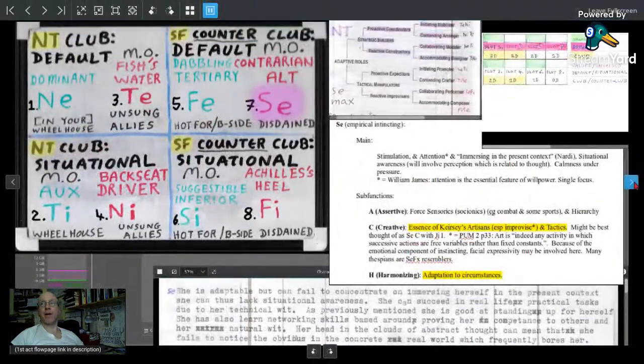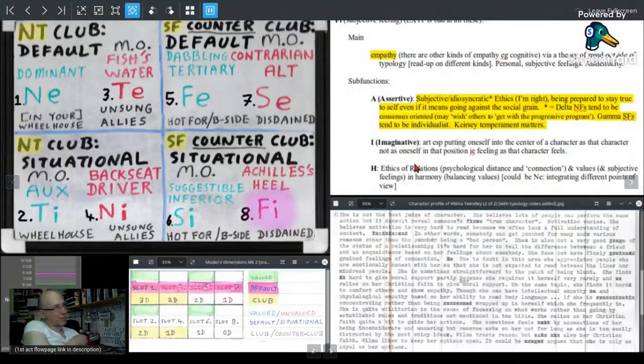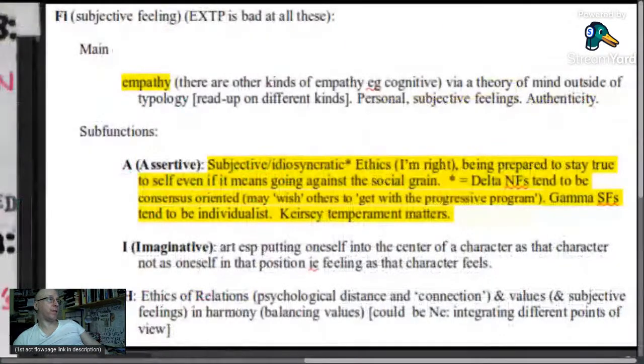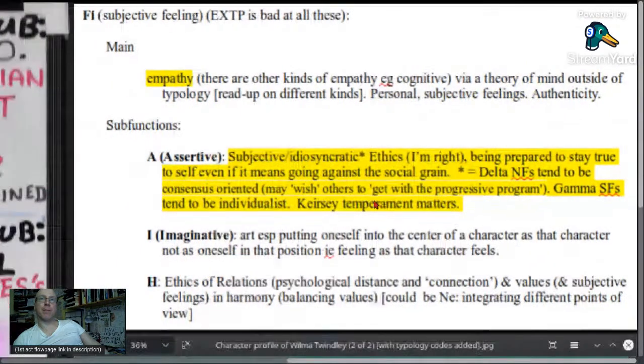So now we're on FI. FI problems. So hopefully this from Wilma will put some sort of meat on the bones of FI. So FI, it's not ticking any of these boxes. It's unvalued, it's situational, and it's counter club. It does not tick valued, default, or club. It is the weakest function. Right. I'm going to put that there. If you want to pause that, take it in.